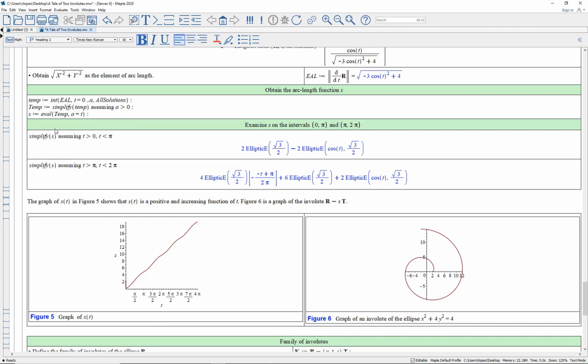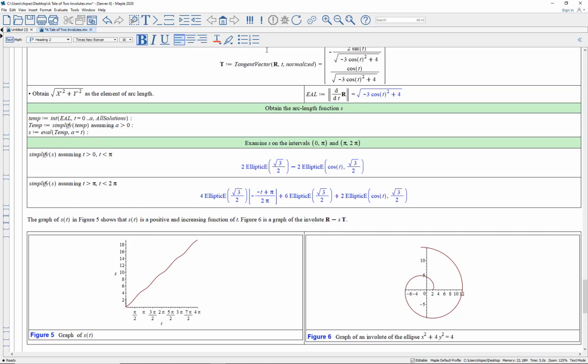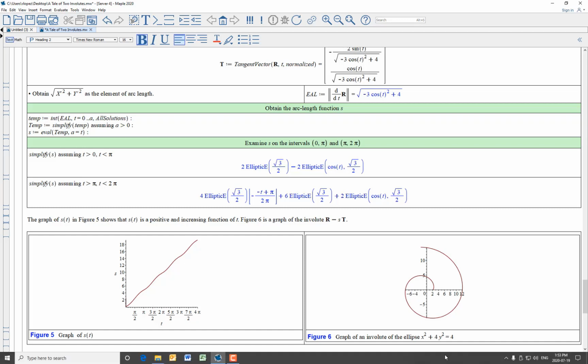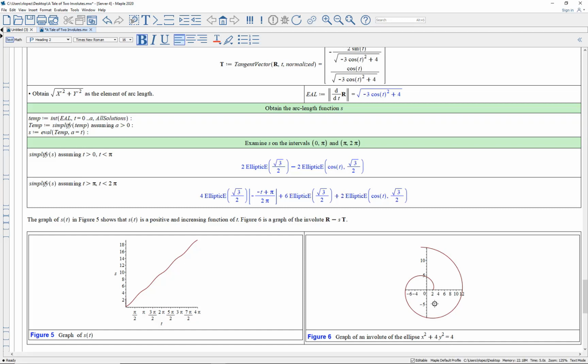I graphed this expression that I got for S. It is monotone increasing. When I use it in R minus ST, right? R, we know what R is, we defined R. T is this tangent vector up here. Okay. S is this expression that I got here. When I use it, I get this spirally looking thing, which is the involute. It looks like it should be right.